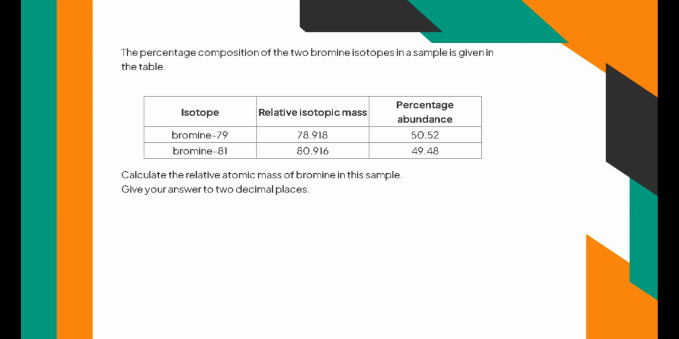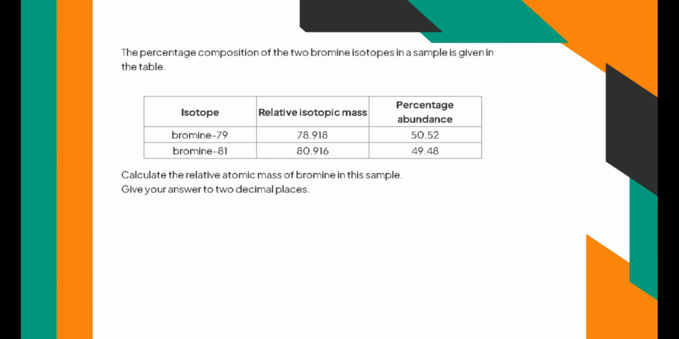The percentage composition of the two bromine isotopes in a sample is given in the table. Mass of bromine-79 is 78.918 and abundance is 50.52%. Mass of bromine-81 is 80.916 and abundance is 49.48%. Calculate the relative atomic mass of bromine in this sample. Give your answer to 2 decimal places.